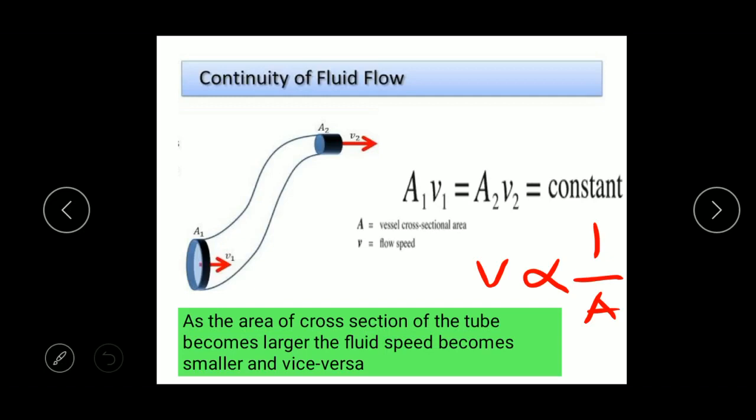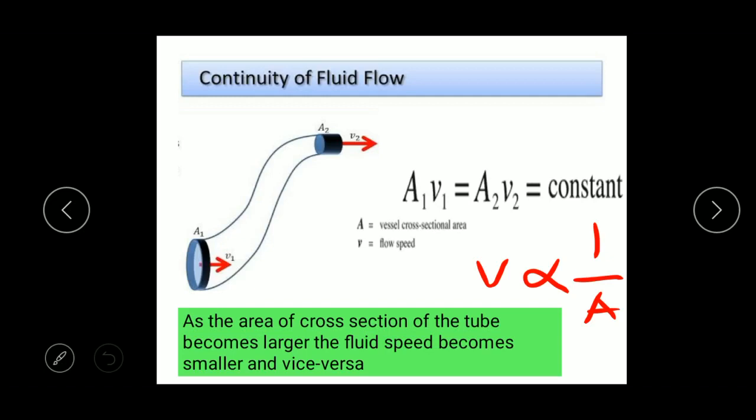So from this equation you can write that V is inversely proportional to the cross-sectional area of the tube. That means the speed of the liquid is high where the tube is narrow, and the speed of the liquid is low where the tube is wide, right? According to this equation, we can conclude that as the area of the cross section of the tube becomes larger, the fluid speed becomes smaller, and vice versa, right? This is known as the law of conservation of mass, or equation of continuity. A1 V1 is equal to A2 V2, right?